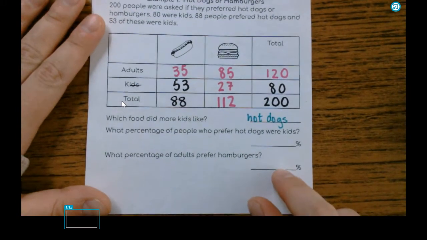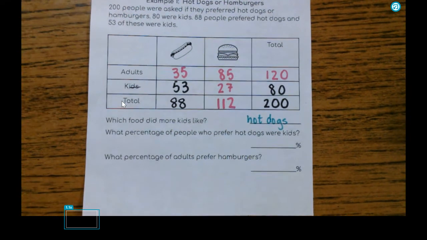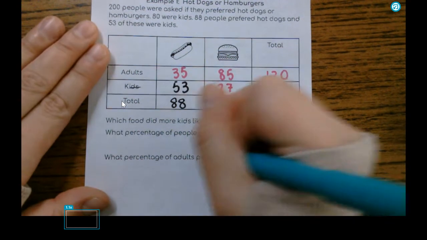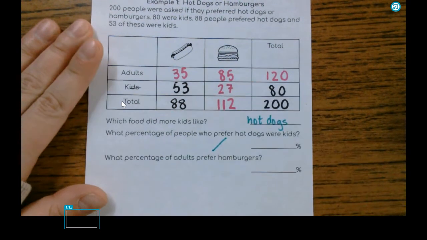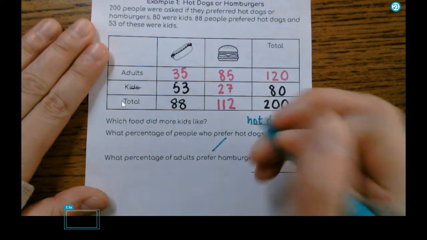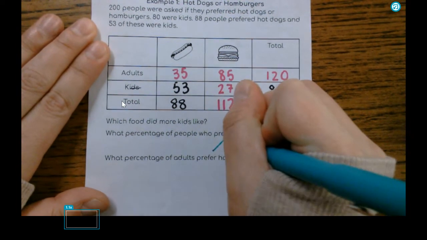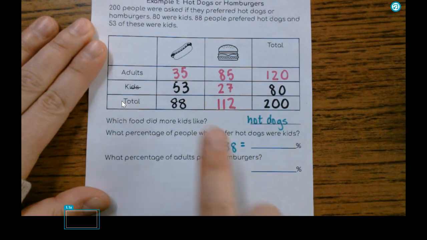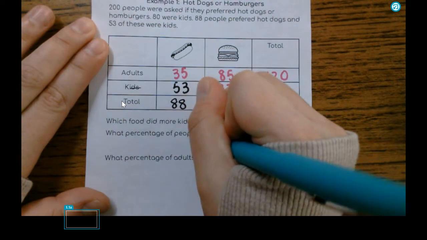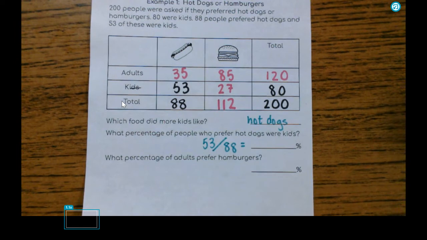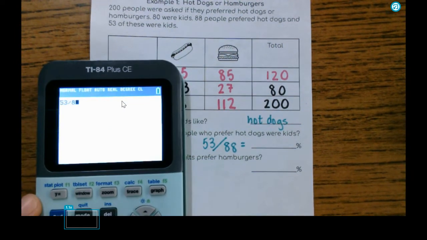The next two questions ask percentages. So the next one, and on these percentage ones, you've got to pay attention to what you're asking and then what you're asking it out of. So it says, what percentage of people who prefer hot dogs were kids? So it's out of the people who prefer hot dogs. So 88 total people preferred hot dogs. So that's going to go on the bottom of my fraction. And then out of those 88, 53 of them were kids. So to find my percentage, I'm going to do 53 divided by 88 times 100. I'm going to round to the nearest percent today, so that would round to 60%.